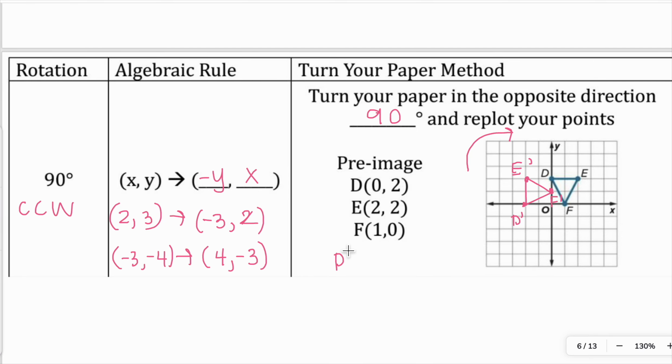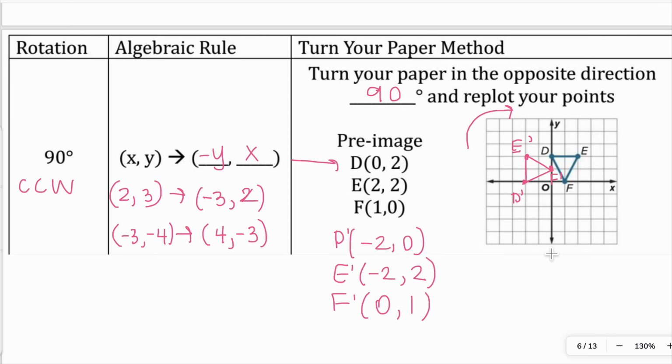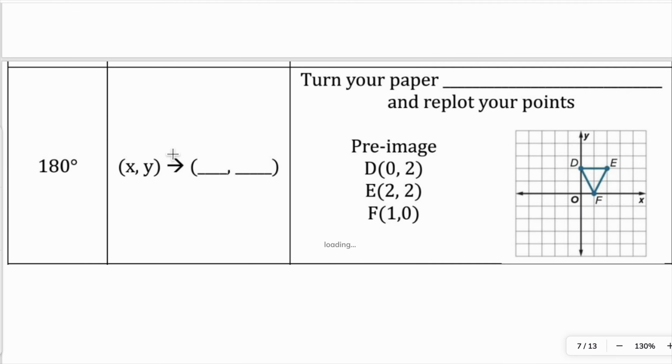So my new points are going to be -2, 0, and notice this is now going to apply to that rule. E prime, bring that y in front, change it to its opposite, keep x the same, -2, 2, and then F prime, bringing my y to the front, 0, keeping x the same, 1. That's where each one of those ended up. Okay, I like the turn your paper method when you have a paper in front of you, but if you don't, using this rule algebraically would also work.